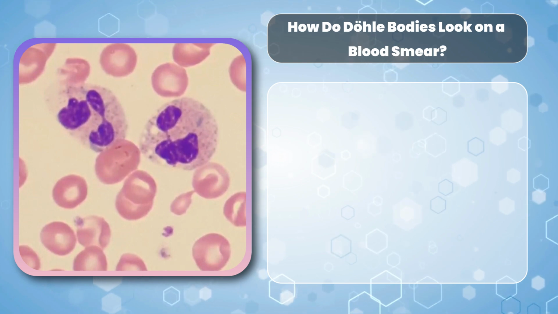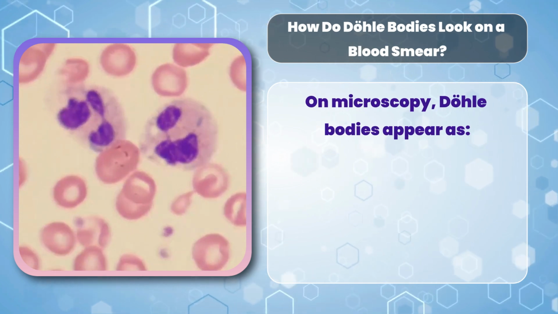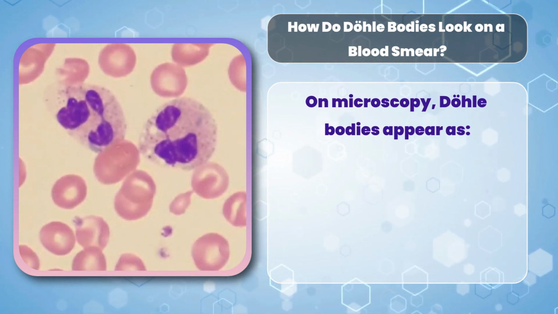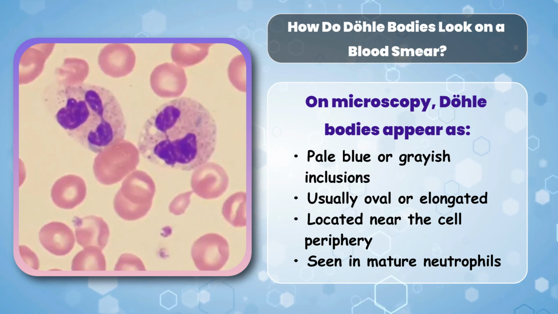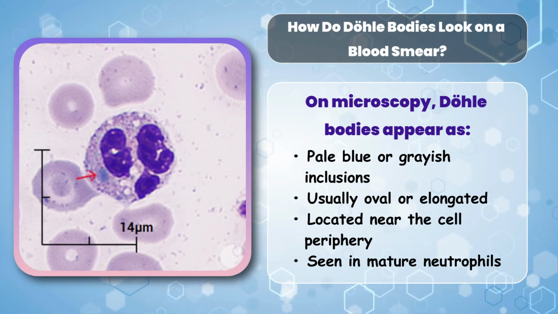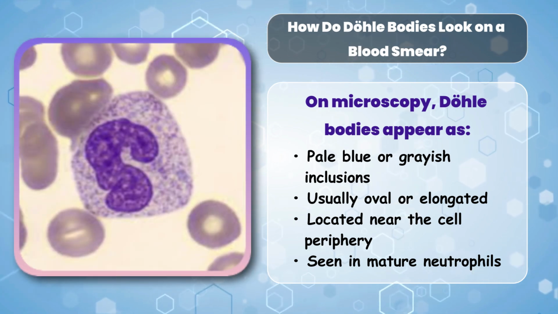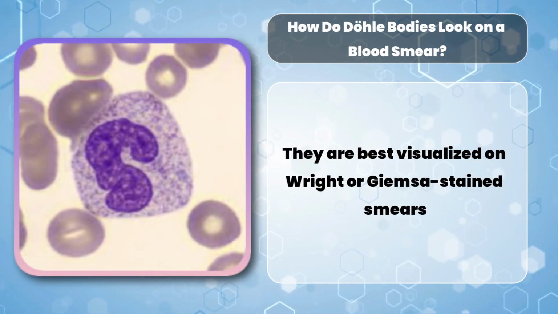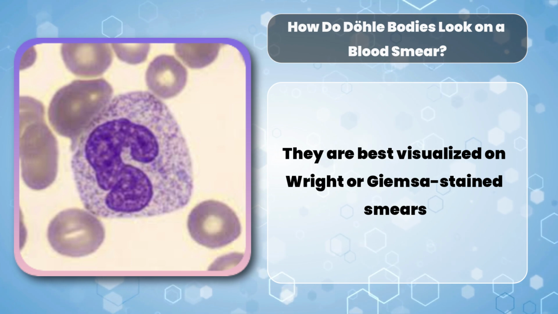How do Döhle bodies look on a blood smear? On microscopy, Döhle bodies appear as pale blue or grayish inclusions, usually oval or elongated, located near the cell periphery. Seen in mature neutrophils, they are best visualized on Wright or Giemsa-stained smears.